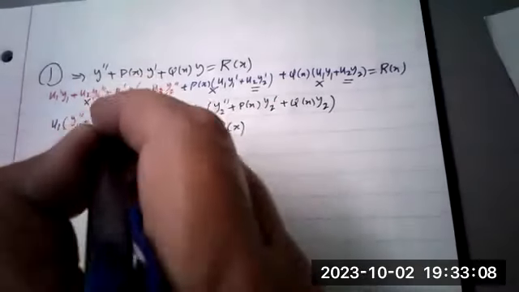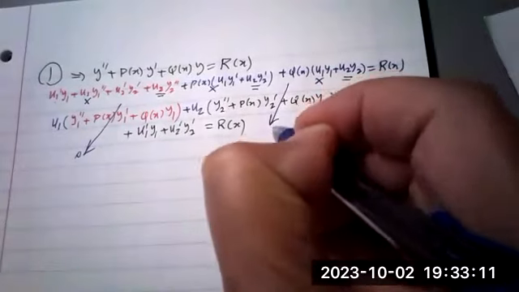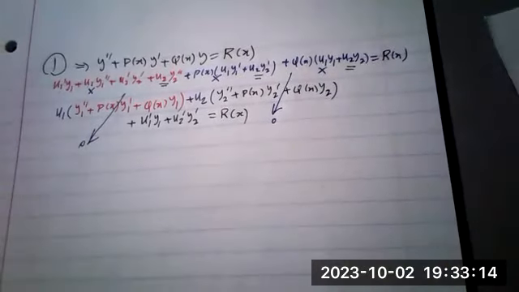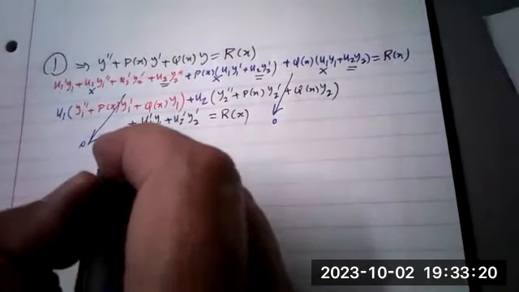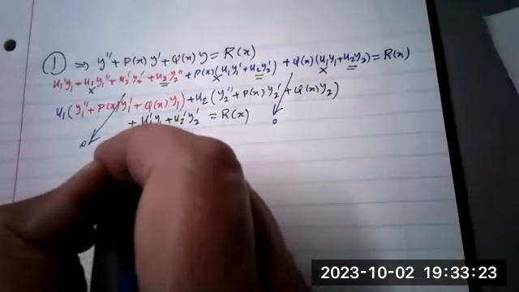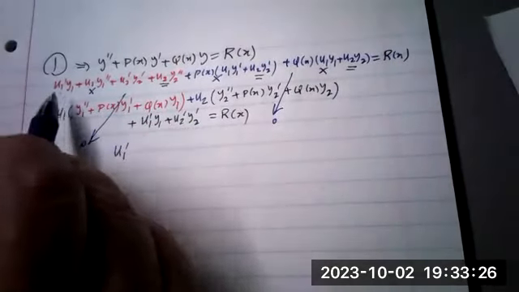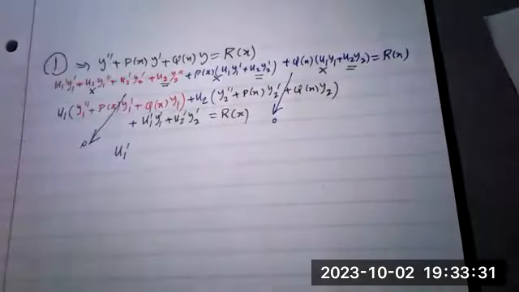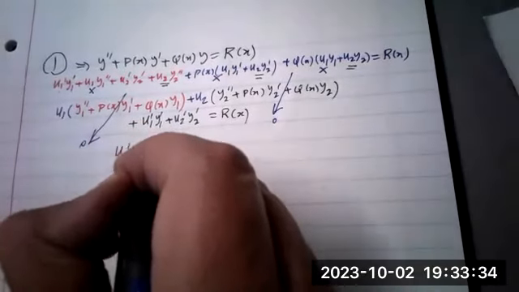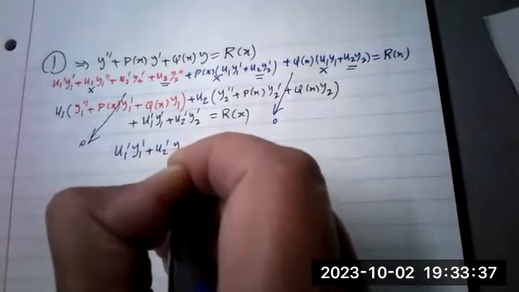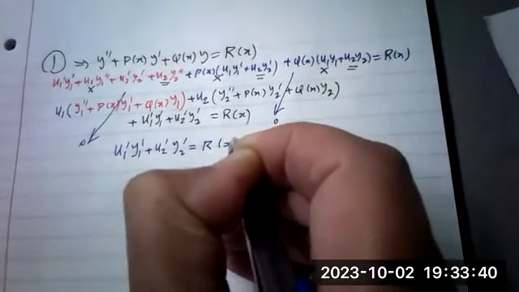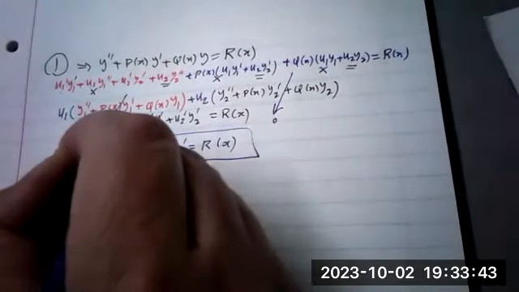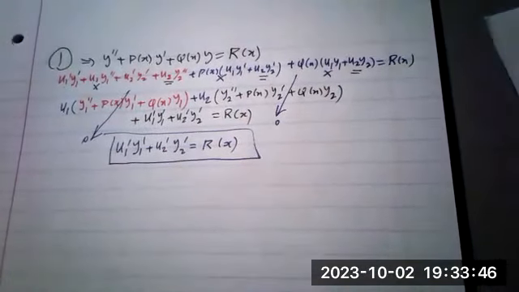You see, as we talk about it, this is 0. This is 0, because they are the solution of the homogeneous equation. So this means the leftover must be equal to the right side. So we get u1 prime y1 prime plus u2 prime y2 prime equal to rx. You see, this is one equation. And remember, there was another one that we assumed at the beginning.